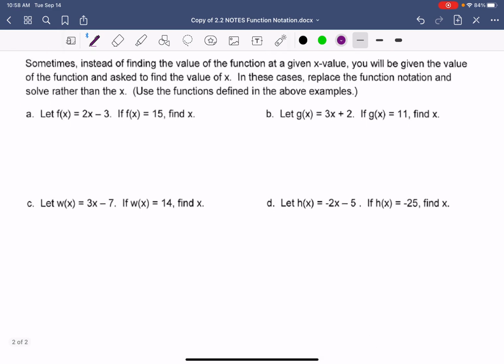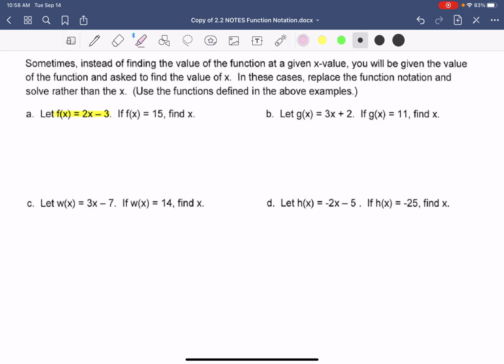Instead of finding the value of a function at a given x value, you will be given the value of the function and asked to find the value of x. In these cases, replace the function notation and solve for x. Okay, so here's what it means. So it says let f of x equals 2x minus 3. This is our function. Okay, no big deal.